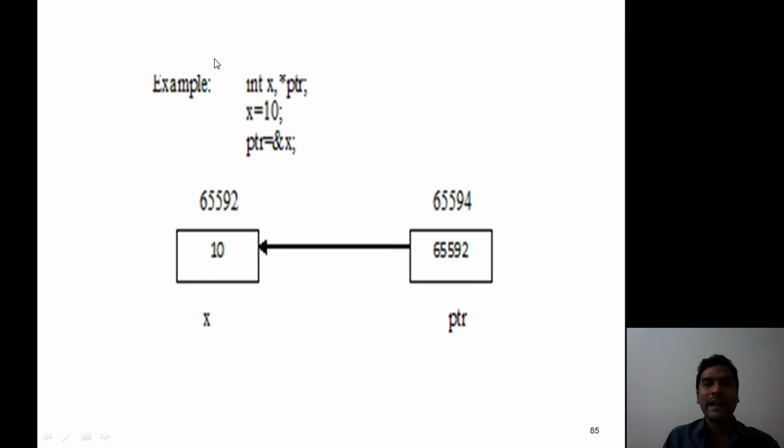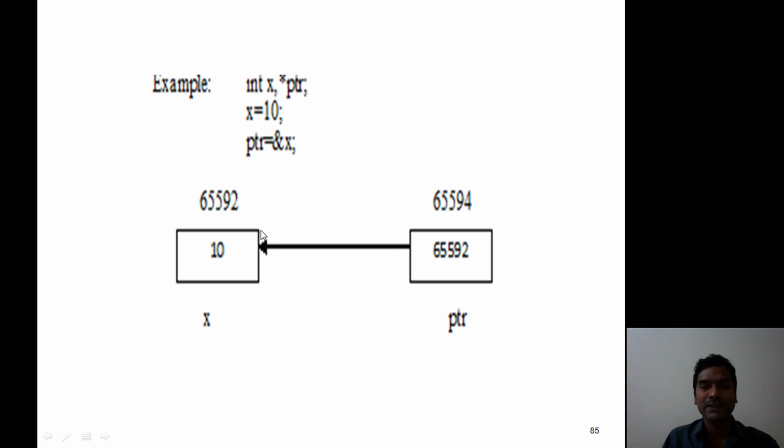Now this is a diagrammatic representation. Now int x, comma, asterisk ptr. Now x equivalent to 10. Since x is an ordinary variable, it is possible to store an ordinary value. Now ptr is a pointer variable. It holds only an address, hence ptr equivalent to ampersand x.